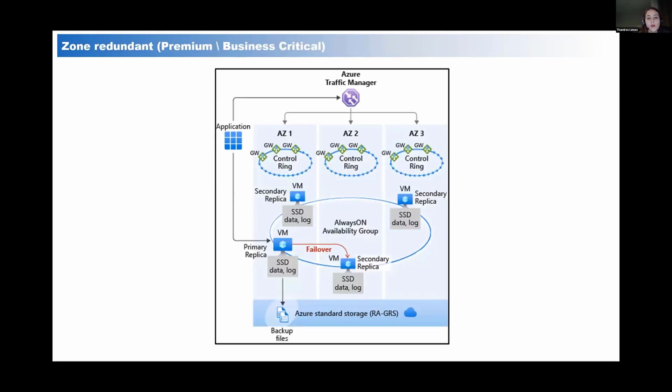Okay, so zone redundant is for Premium and Business Critical. We also have it in preview in General Purpose. We have 3 secondary replicas in different zones. So if there is an issue in the current zone, it will fail over automatically. There is no need to change anything in the application. The connection string is still the same. So it may be transparent.